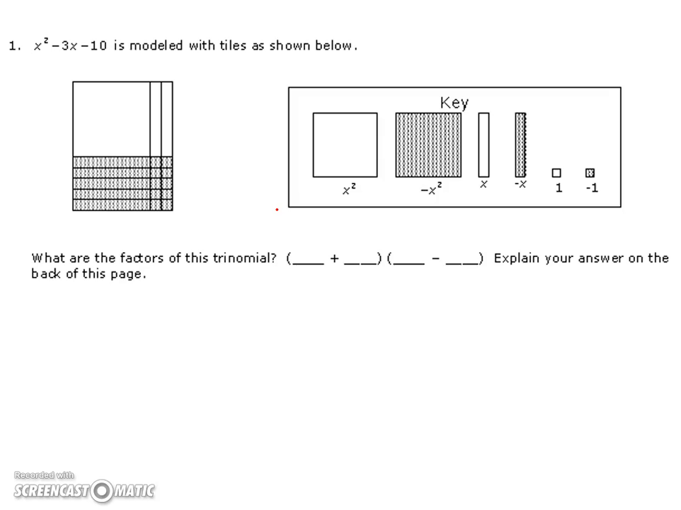Here we got x squared minus 3x minus 10 is modeled with tiles as shown below. So these are using what we call algebra tiles. Algebra tiles are represented by different size pieces. They have different values. The large squares are worth x squared, and the long rods are worth the value of x, and the small squares are worth a unit, or 1.